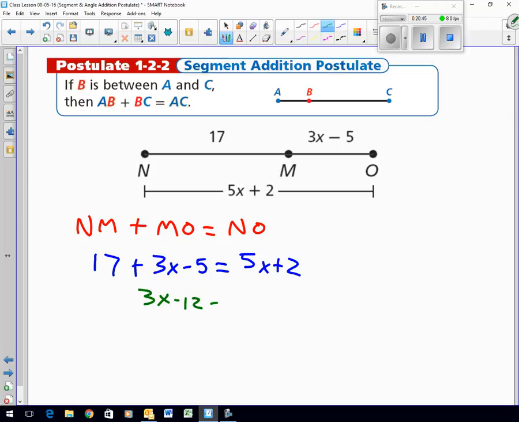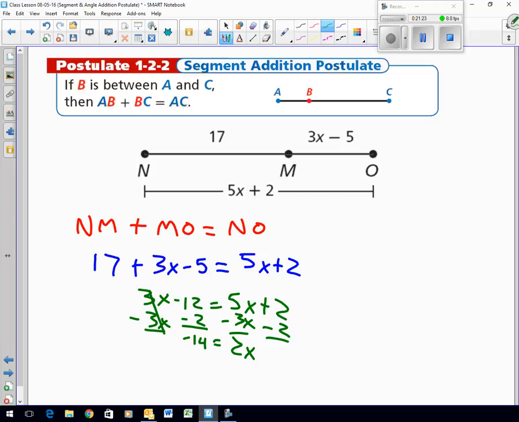3x minus 12 equals 5x plus 2. Which one's bigger, 5x or 3x? 5x, okay, good. So I subtract 3x from both sides. That's 0. This is 2x. If I went from left to right, I now have to go right to left with the real numbers. I'll subtract 2. Oh no, I have to have a negative number here. So let's see. Negative 12 minus 2. Negative 14.